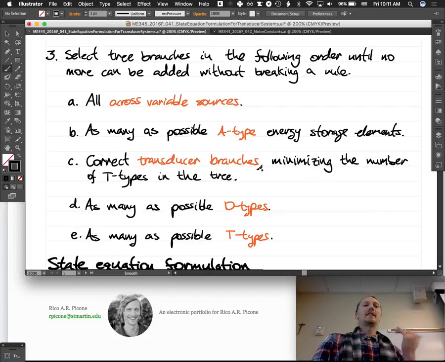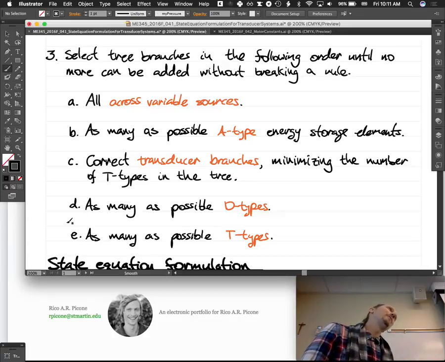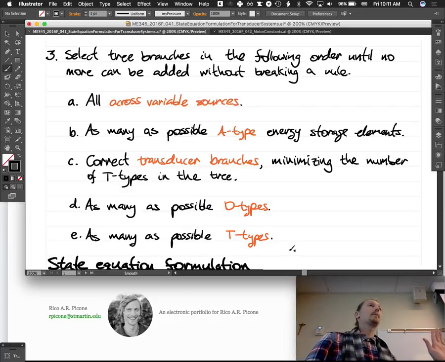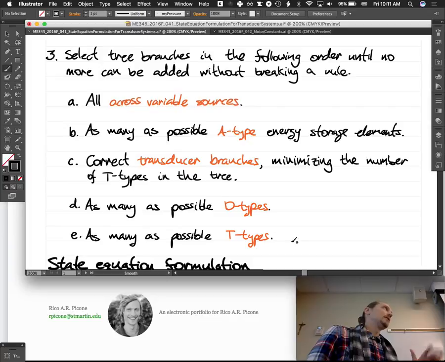Notice that this step sort of refers to the last step. So what you kind of have to do is select each one. Try each possibility and finish the steps and see how many T-types you ended up with. And you want to minimize the number of T-types in the normal tree. So either you can have some nice insight into where it's going, or you can just try all the possibilities. Usually, I think that the most that I do in this class is maybe 2 transducer elements in one problem.